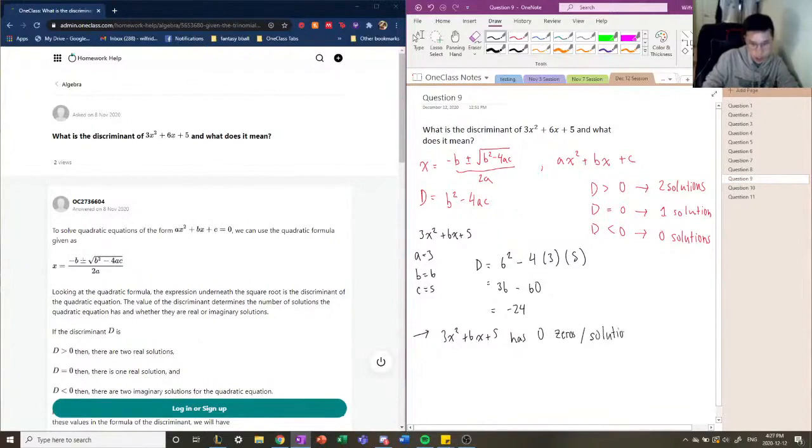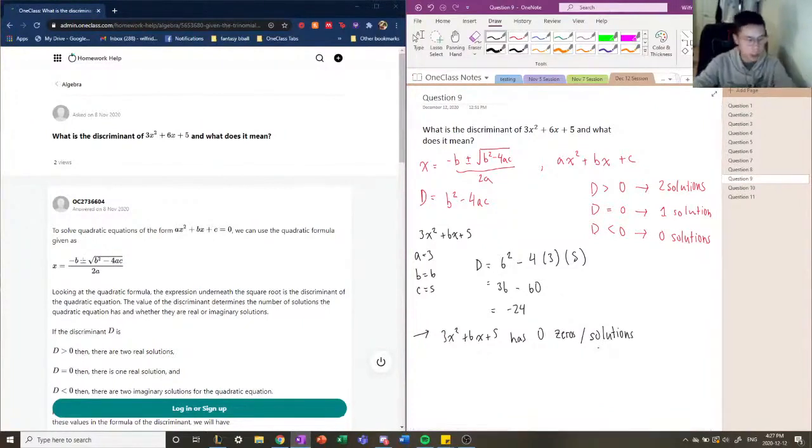Finally, what does this mean graphically speaking? So when we talk about a zero, when we talk about a solution, we're also talking about the x-intercept of our quadratic function. So in other words, we can say that our example has 0 x-intercepts. That means that it is floating somewhere in a quadrant and never intercepts the x-axis.